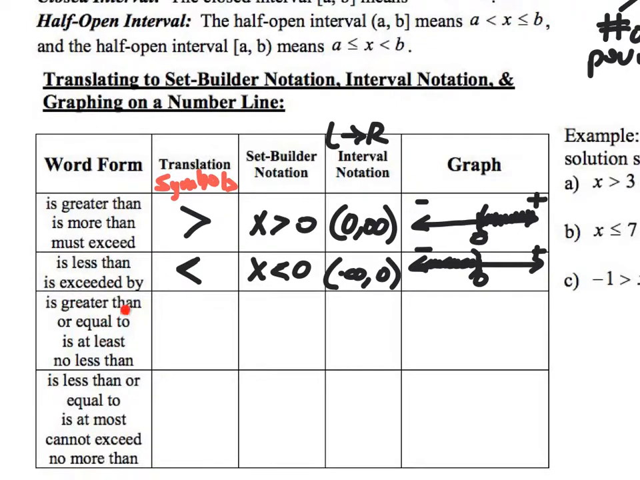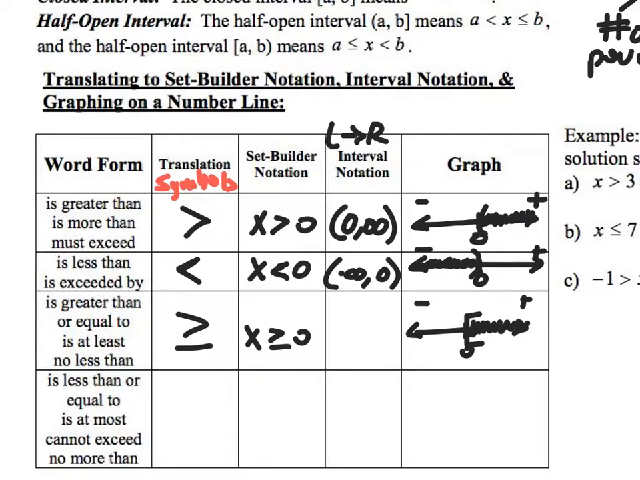All right, now let's talk about the other way around, with this equal to. Greater than or equal to means at least, or no less than. In set builder notation, I would say x is greater than or equal to 0. Let's draw the graph first. Here I've got my 0, here's positive, here's negative. I put a bracket because we're including 0, and we shade to the right.